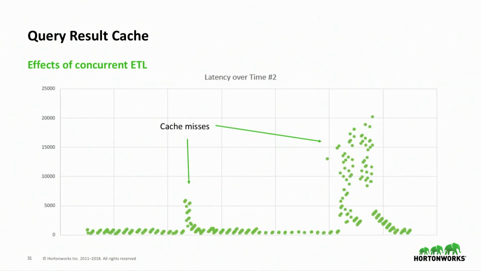If you have ETL running at the same time, so those tables are changing while there are queries running, this is the query latency graph we got. Wherever you see the dots that are going higher, those are the cache misses. So the ETL happened, the tables changed, and then as the queries ran and the new data gets cached, you can see the query performance improves again.